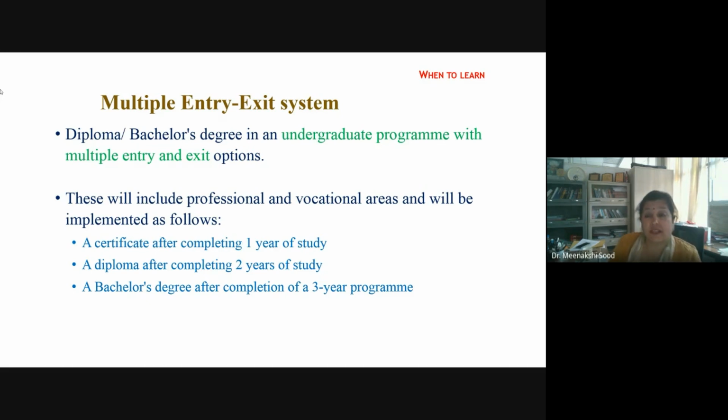Anyway, another thing is the multiple entry exit system, which I think all of you must be well aware of by now, because most of the colleges have started implementing it.